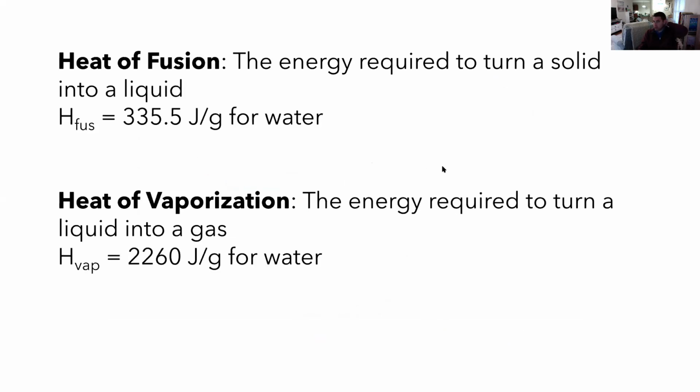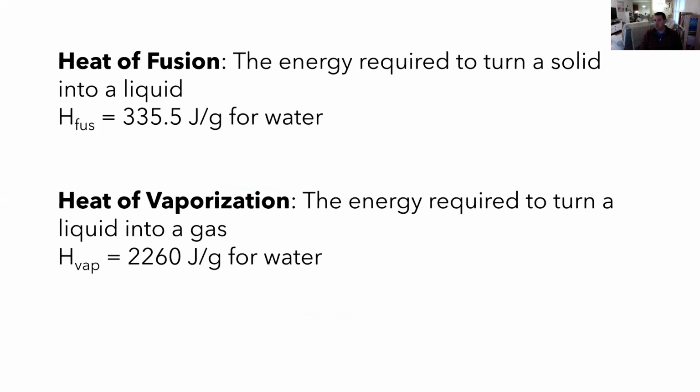So two very important terms you need to know. Heat of fusion, all right? This is the energy required to turn a solid into a liquid, all right? The heat of fusion for water, it's 335.5 joules per gram. You will sometimes see heat of fusions in joules per mole. We are only going to work in joules per gram. Right? Grams or moles both represent amounts. We're just sticking with grams.